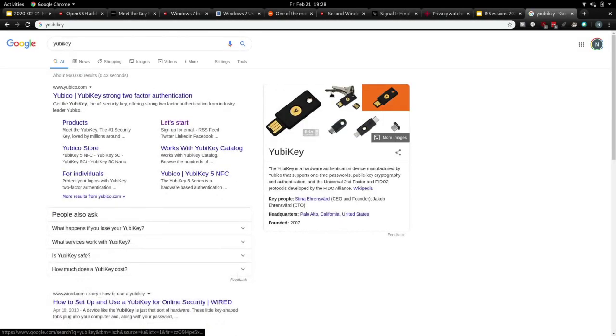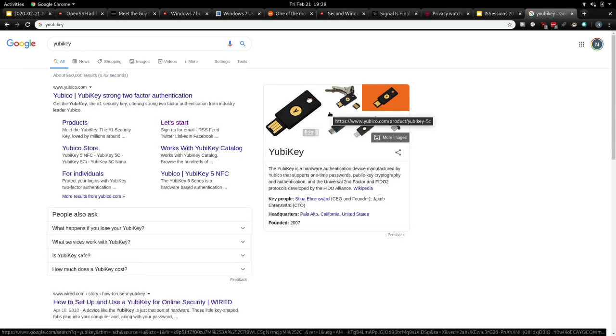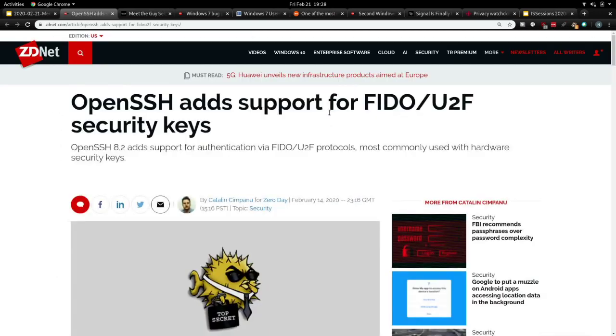If you're familiar with YubiKeys, basically SSH supports these hardware tokens now. You can't see my laptop, but I have one plugged in and I just touch it with my finger and that's me doing my second factor. So I don't have to take my phone out and do the six-digit thing. Yeah, it's really nice.